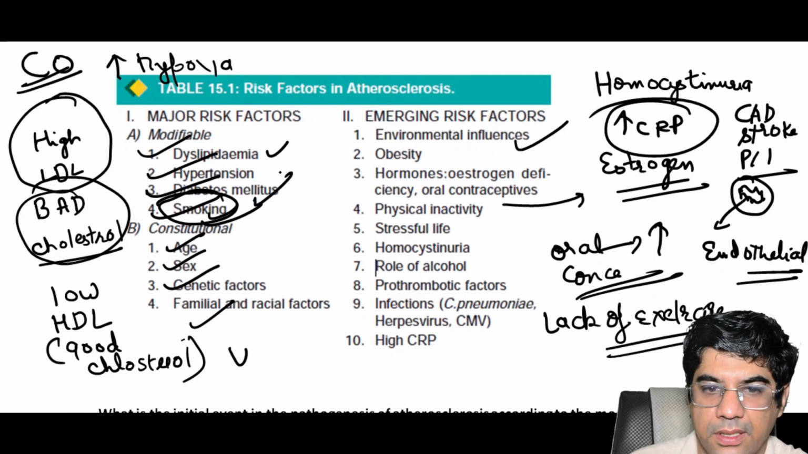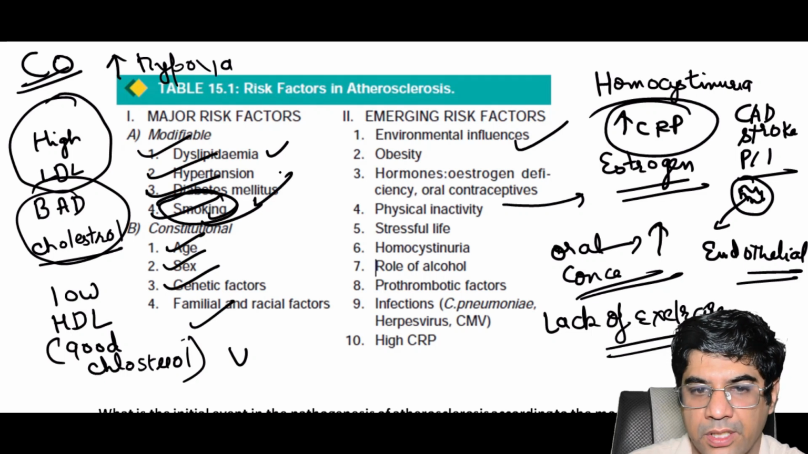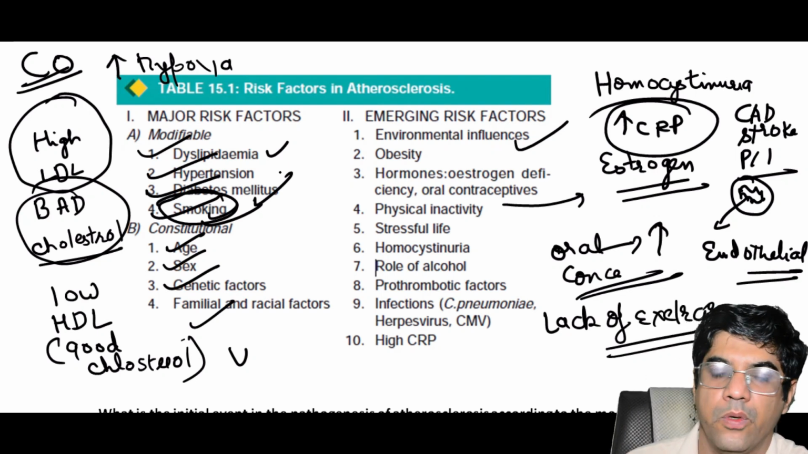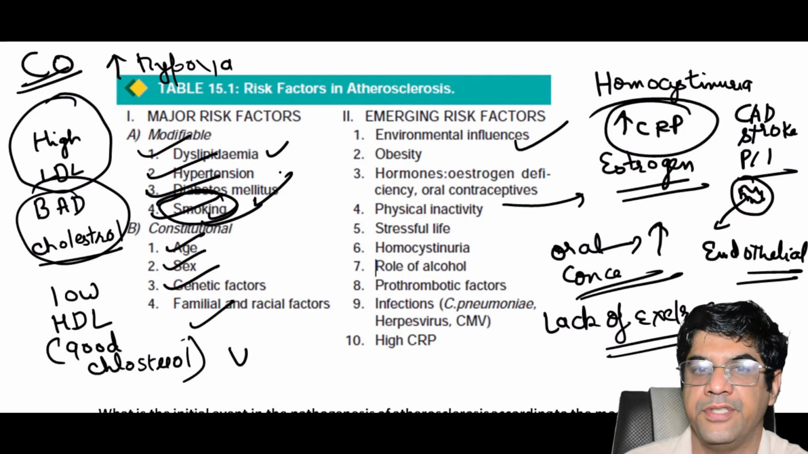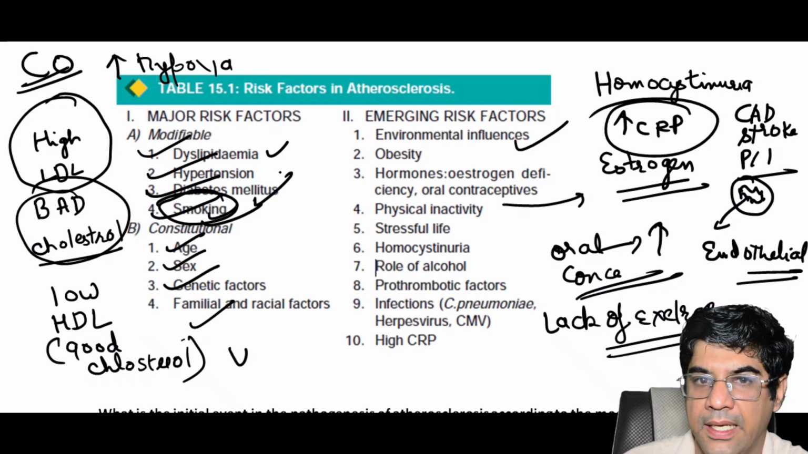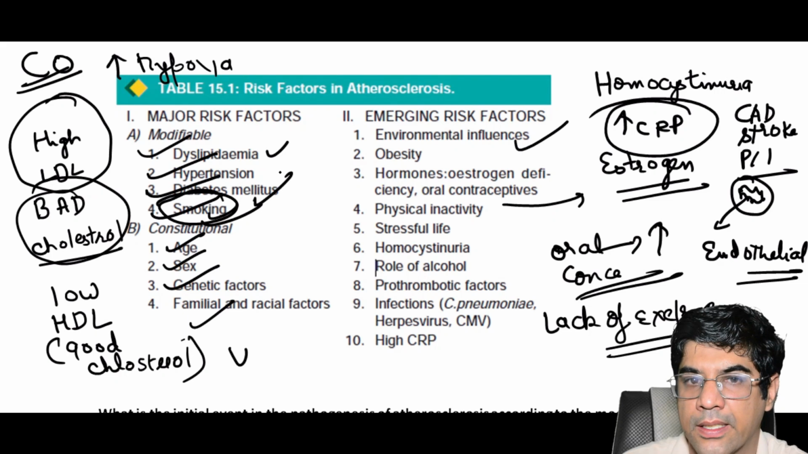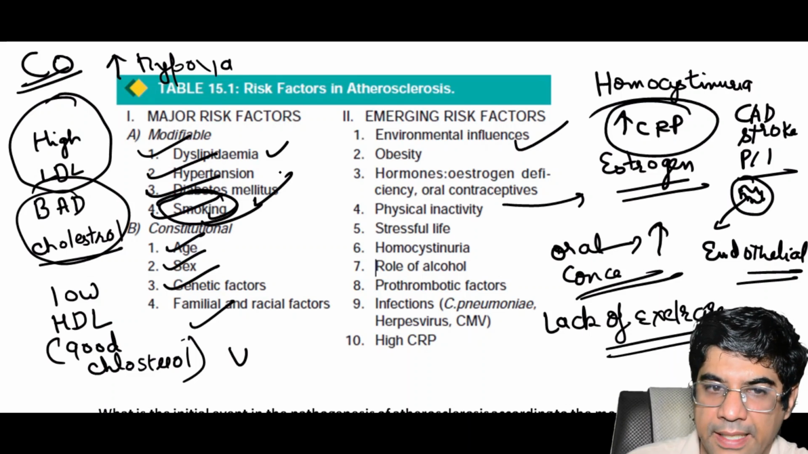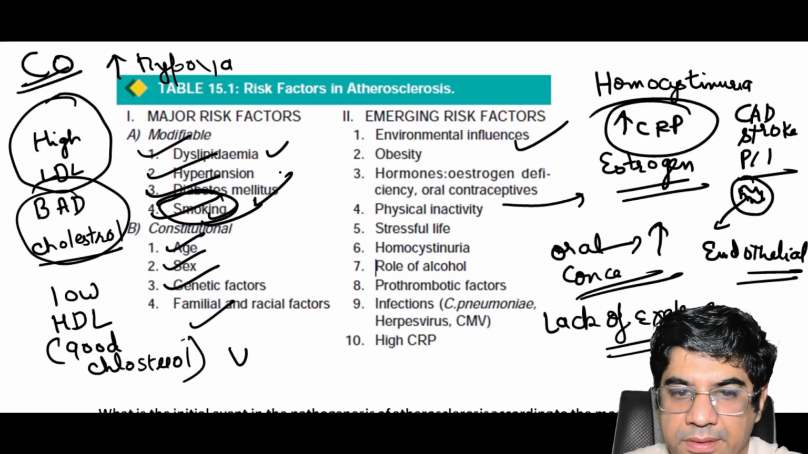Other is diabetes mellitus. We know type 1 diabetes mellitus is an autoimmune destruction of the insulin producing beta cells in the pancreas. So patients with type 1 diabetes are prone to accelerated atherosclerosis due to chronic hyperglycemia. Diabetes again can cause endothelial dysfunction. It can alter the lipid profile, accelerate atherosclerosis. Other factors are age and sex, that we have already discussed.